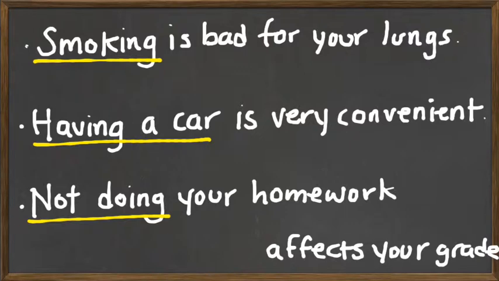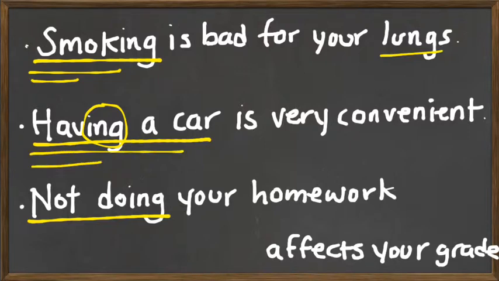Number 1, smoking is bad for your lungs. In this case, smoking is not a verb, it is the activity. The activity of smoking affects your lungs. Number 2, having a car is very convenient. There again we have the ing termination, or the ing ending, and it's also not a verb, it is the name of an activity. But in this case, it has a little more. Having a car, not just having.